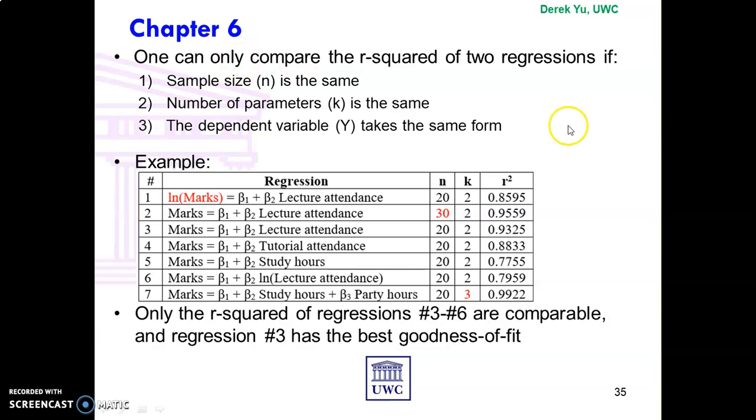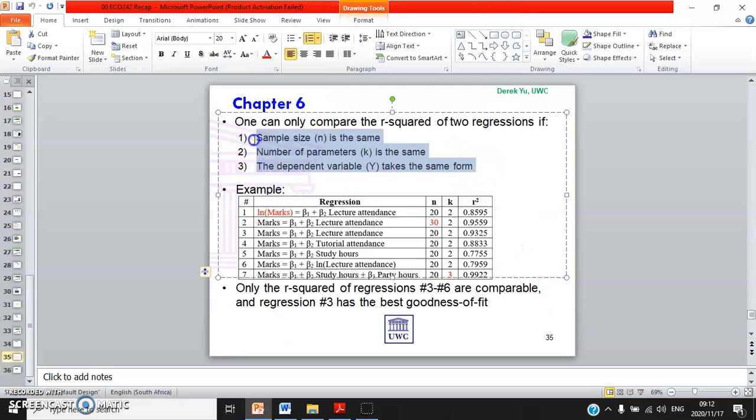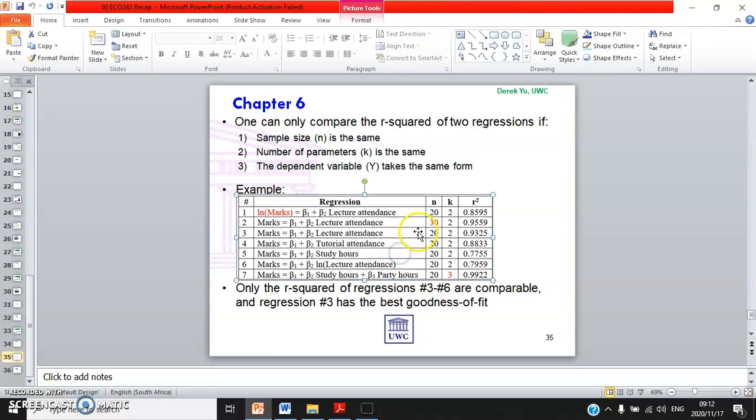Okay, and then R squared, this is important, just in case you no longer remember. We can only compare the R square of 2 regressions if all 3 criteria are met. Sample size must be the same. Number of parameters K must be the same. And then finally, the Y, the dependent variable, must take the same form.